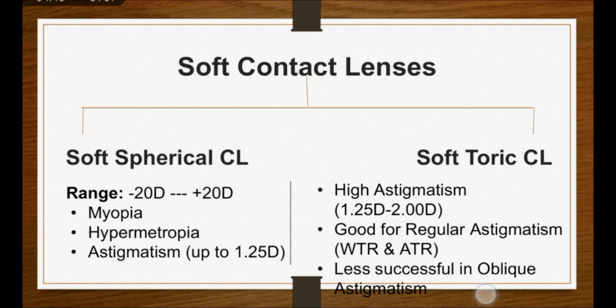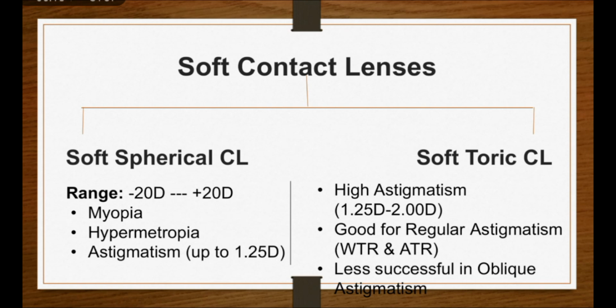And they are less successful in oblique astigmatism, because in soft toric contact lenses, I have told you that they only have power in a single meridian. So in oblique astigmatism, the meridians are 90 degrees apart but are not horizontal or vertical, they are oblique. So if one is 45, the other may be 135, right? So they are in an oblique manner.